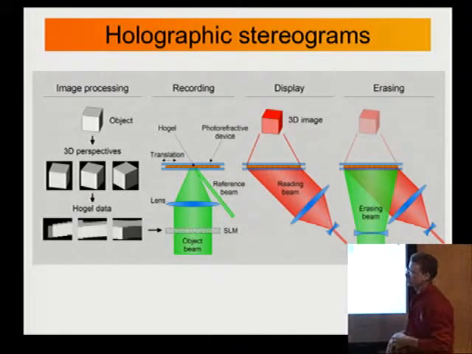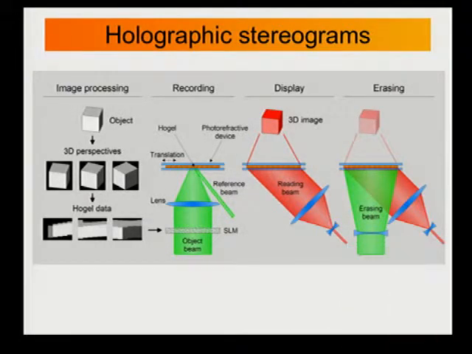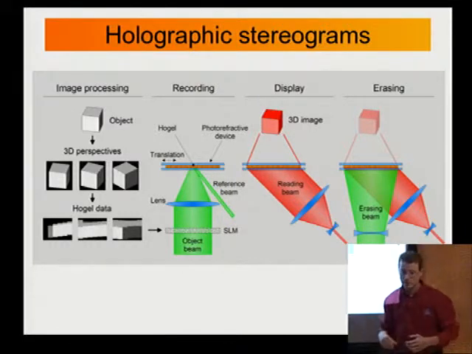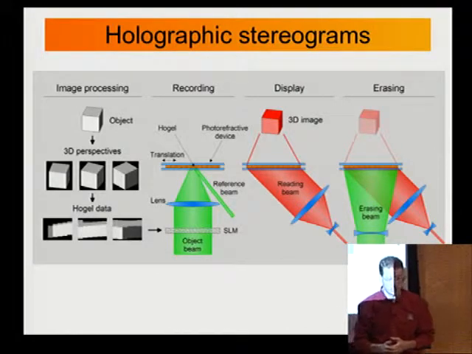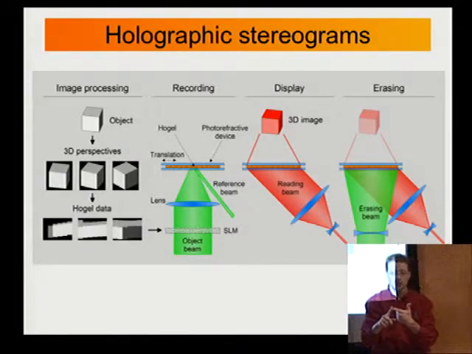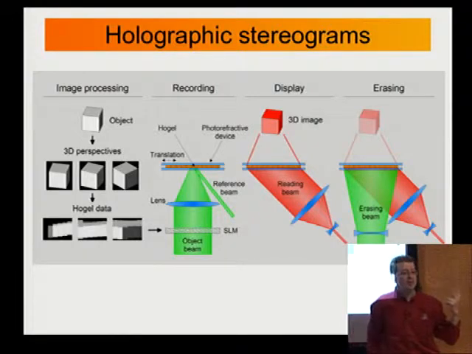So here's how it works. It's exactly like for those 3D battle maps, but we are replacing the permanent material with the photorefractive material. And now we can add another step, which is erasing. We are eliminating the hologram with a homogeneous beam, and then we can write a new hologram. So recording, display, erase. The three basic functions of any display.